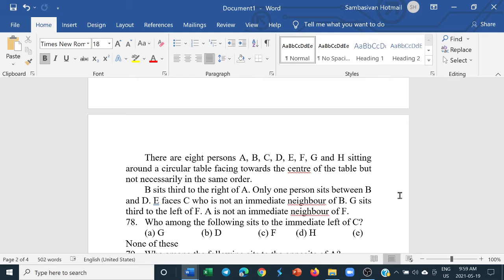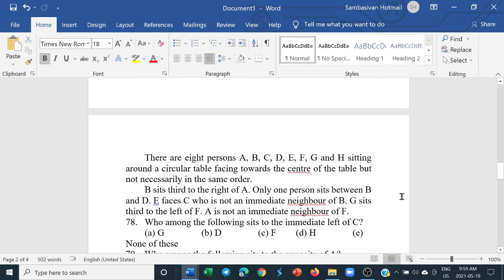E faces C, who is not an immediate neighbor of C. That means C cannot be put here, C cannot be put here. So C has to be, you can't put in this. So it has to be only A, second to the left, A. C has to sit here and E has to come there. In the same way, if we go like this, we can have C here and E here. Let us see how it goes.